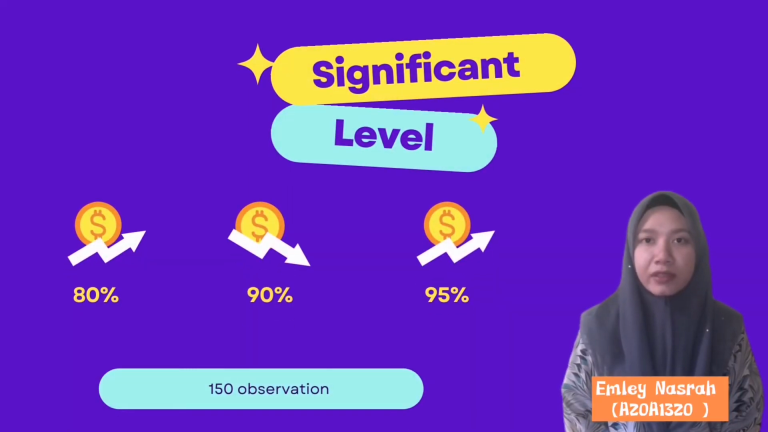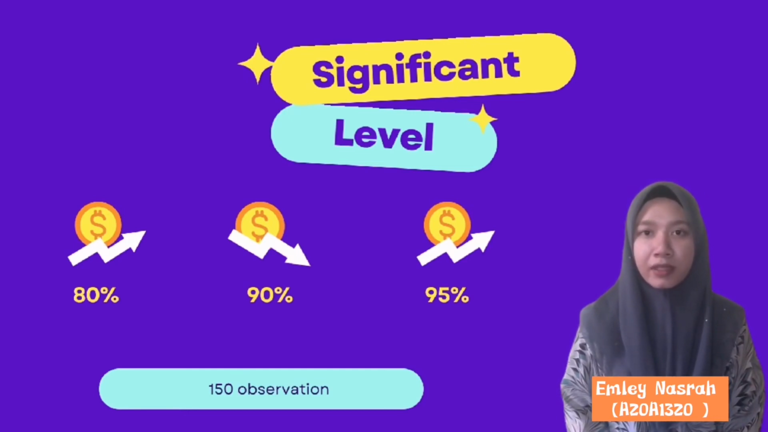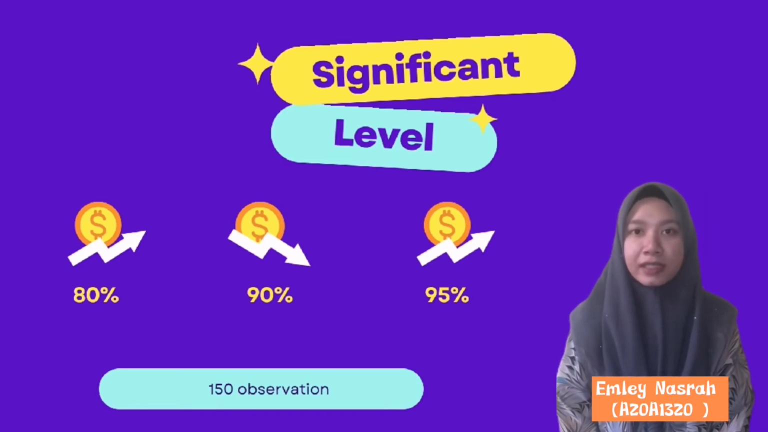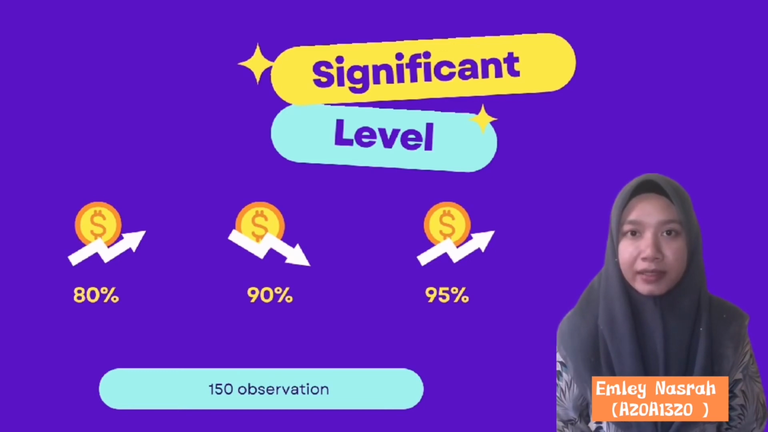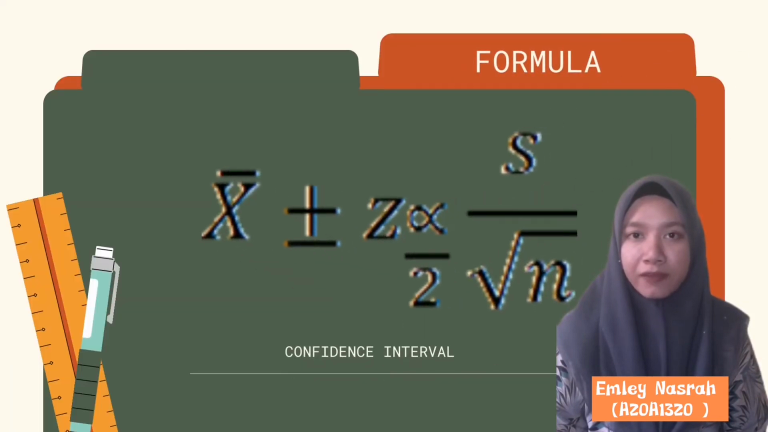Next, I will continue with confidence interval. We will find the related confidence intervals for the variable of interest using several significant levels. We use 150 observations of 3 variables using several significant levels, which are 80%, 90%, and 95%. This is our formula of confidence interval.